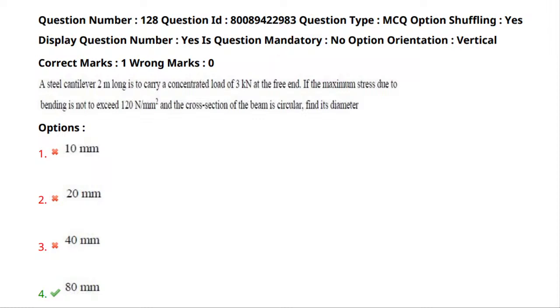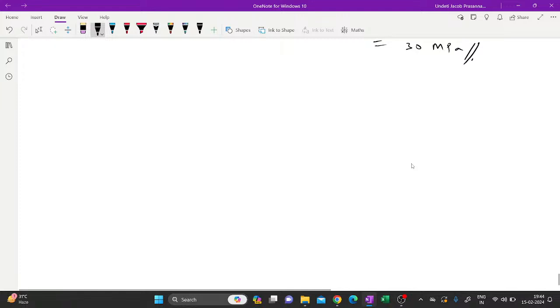So, okay, guys, I'll solve this question. I believe you guys got the answer, or otherwise, you continue trying, you'll definitely get the answer. So, in this question, they are saying it's a steel cantilever 2 meter long. So, let's take the data parallelly.